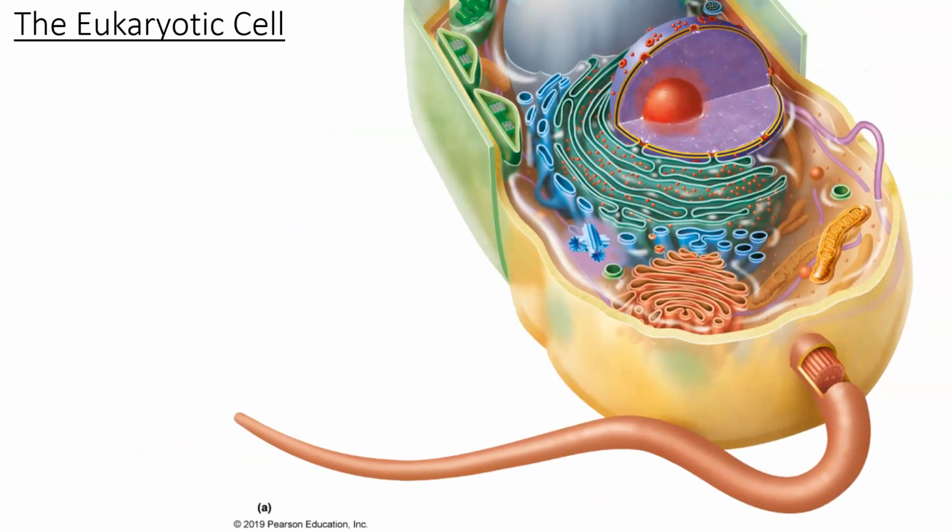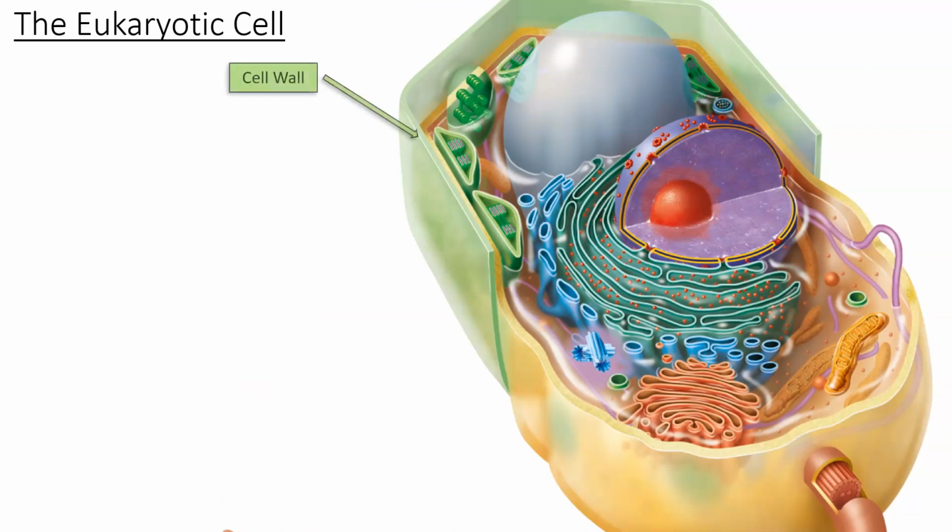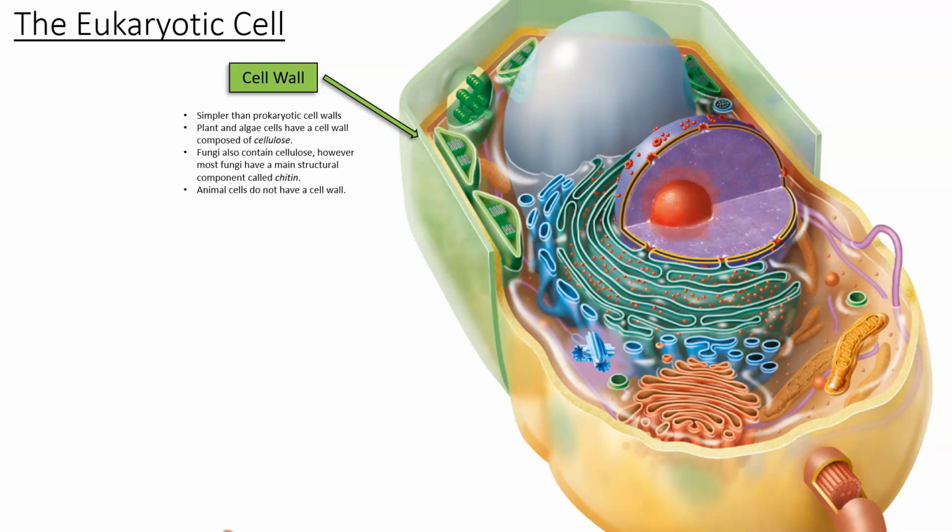Okay. Diving into the interior of a eukaryotic cell, you'll see that in plant cells you have a cell wall which is composed of the polysaccharide cellulose. That is different from the cell wall of prokaryotic cells, because if you remember, prokaryotic cell walls are made of the polysaccharide peptidoglycan, okay? But the function is the same. Plants are made of the polysaccharide cellulose.